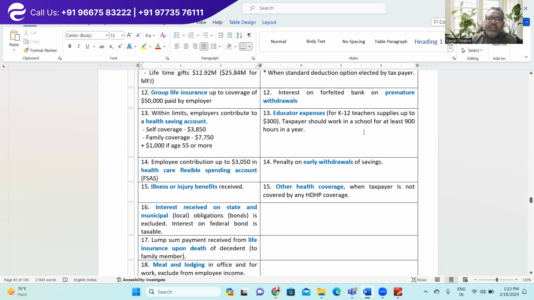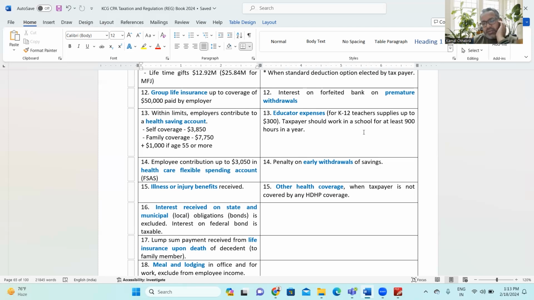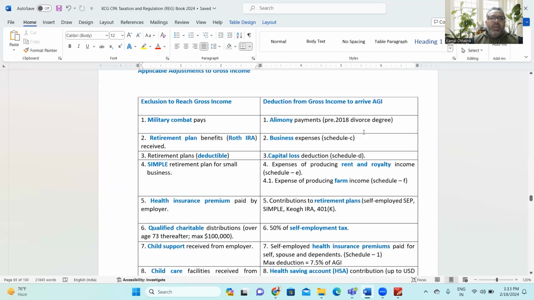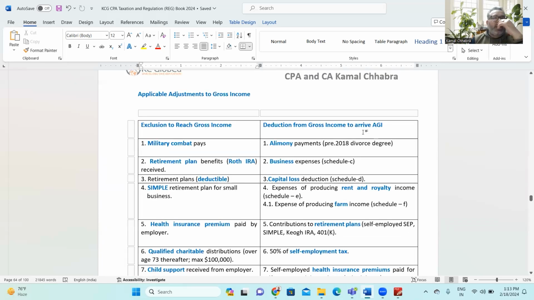Next is interest forfeiture on premature withdrawal from a bank, or the penalty for early withdrawal, which go hand in hand and which we have discussed. The last one is other health coverage. When the taxpayer is not covered by any HDHP, a high deductible health plan, then he or she can make a contribution to the other health coverage account and that can be considered as a deduction, right? With this, we are done with the exclusions and deductions to arrive at AGI.